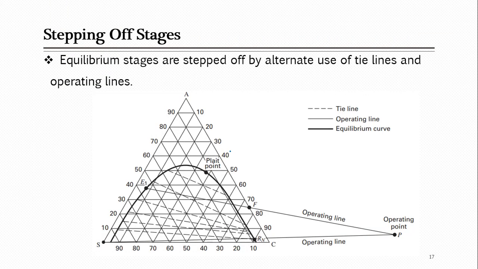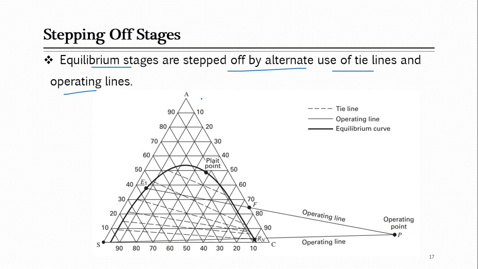So, stepping off stages, to step out or to look for the stages. If I have to look for the stages, how can they be located? They can be located by using equilibrium stages, meaning the stages involved in the system. They are stepped off, or located, with the help of the alternate use of tie lines and operating lines. I only have to use the tie line and the operating line, and I can easily get the equilibrium stages.